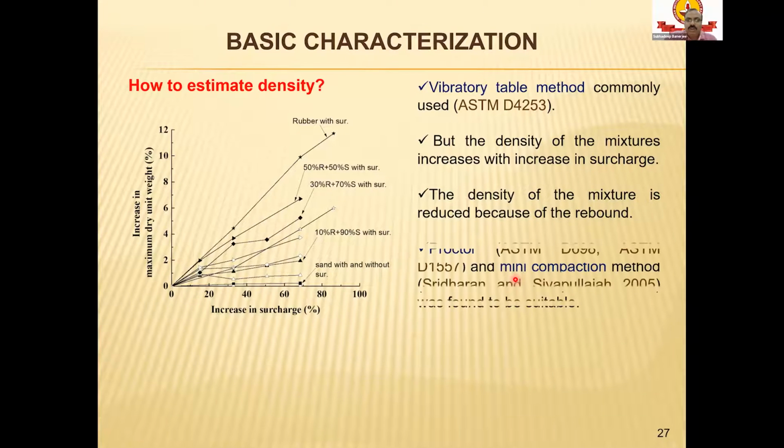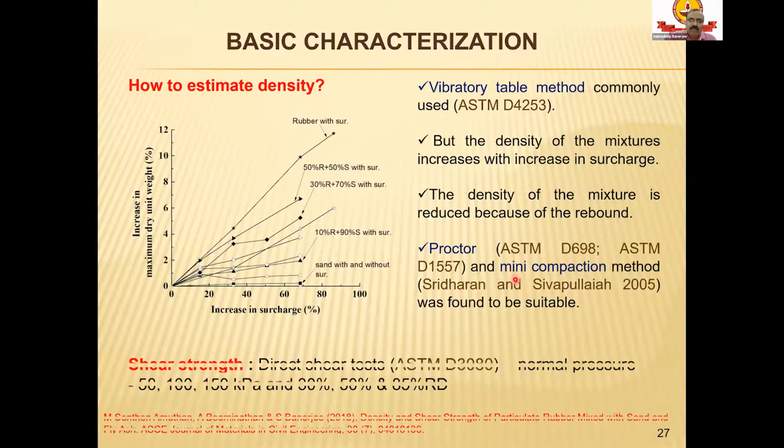So then we thought that the Proctor and mini compaction method proposed by Sridharan and Sivapullaiah in 2005 was found to be suitable, and we did that extensively. We saw that this is the particular method because it has to be a low energy type of compaction. And then, of course, direct shear tests were used for shear strength estimation.